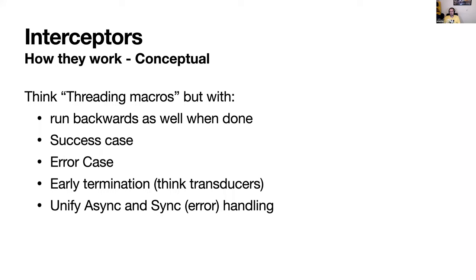You can potentially do early termination. There's a couple of different ways you can do that. If you're familiar with Clojure, you can think of transducers, where you have a reduced. Or, because it's data, you can just change your pipeline in the middle and say, I've hit this condition, I'm done, don't do anything else, just start returning through the pipeline and give me a chance to clean up after myself. And the other thing they do is they help unify synchronous and asynchronous handling.